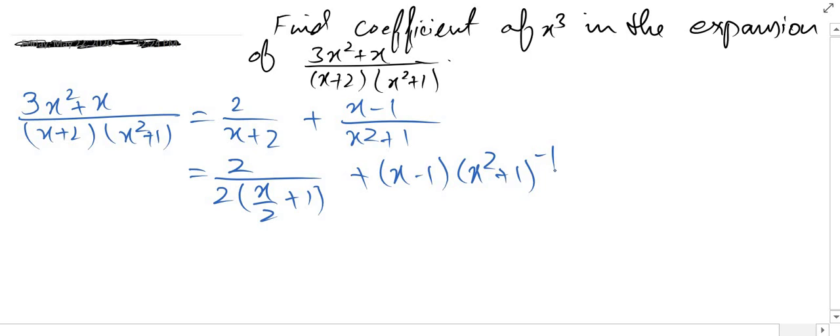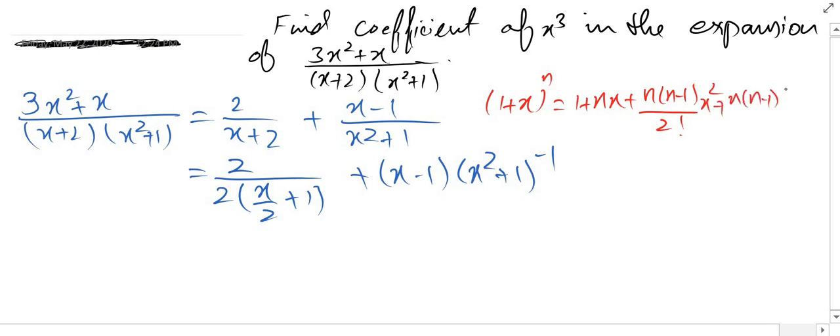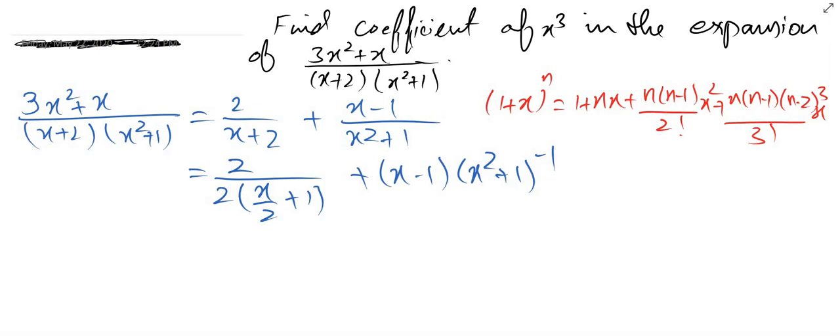Now we have to solve it by using binomial theorem. What is binomial theorem? As we know, 1 plus x raised to power n is equal to 1 plus nx. We use this when power is negative, plus n into n minus 1 over 2 factorial x square plus n into n minus 1 into n minus 2 over 3 factorial into x cube, and so on. So this is binomial theorem.